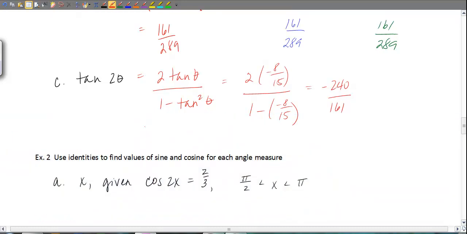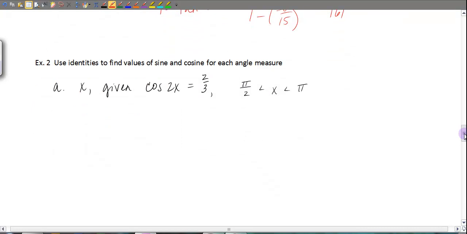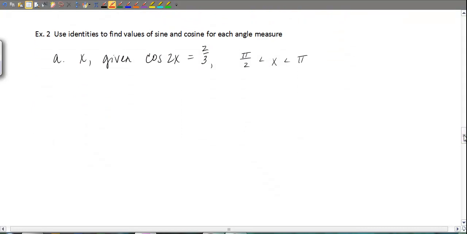Well, let's look at another example down here. We want to be able to use our identities to find the value of sine and cosine. So I am going to be looking for the sine of x and cosine of x, if I'm given that the cosine of 2x is equal to 2/3, and that I know I'm over here in quadrant 2. So again, we are given cosine of 2x.